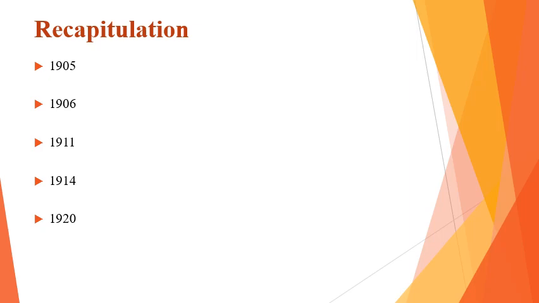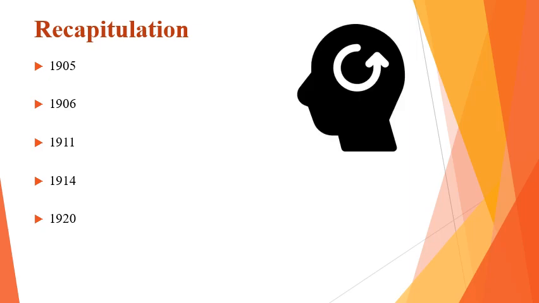1911, link it with 1905. Let us say the annulment of the partition of Bengal. 1914, some sort of war, the inclusion of other countries. Yes, World War I. 1920, Treaty of Sèvres. Okay.